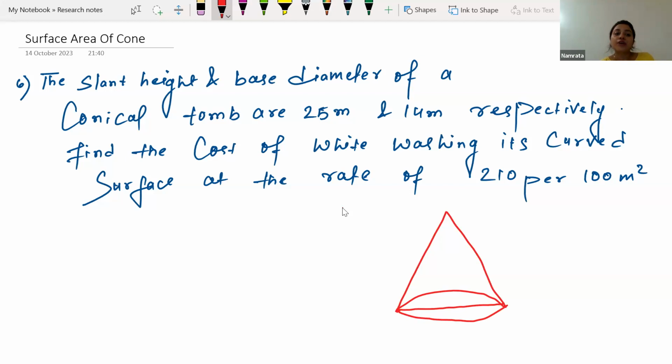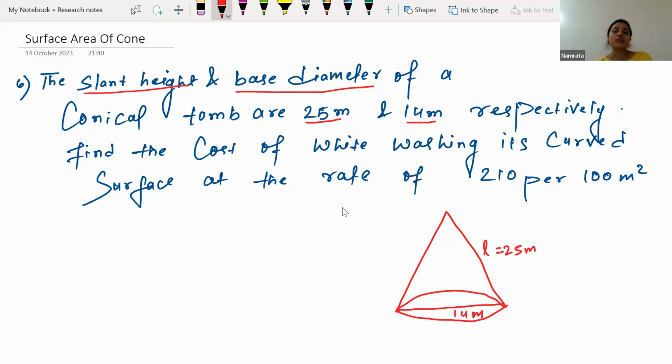Respectively means whenever slant height is mentioned at first and base diameter is mentioned after that, the numbers are also in that sequence. That is, the first number 25 meter is the slant height and the next number 14 meter is the base diameter. That's the meaning of respectively, with respect to the given data. So slant height L is given as 25 meter and base diameter is given as 14 meter.